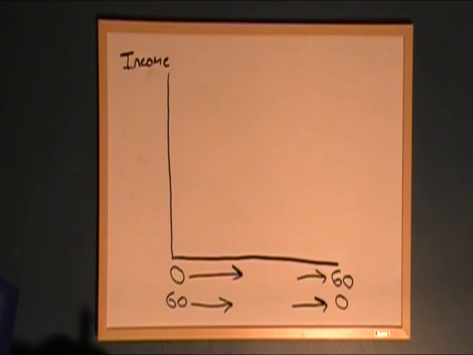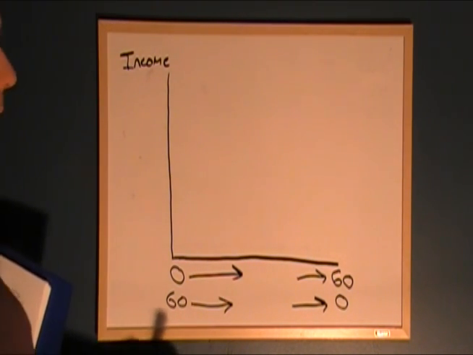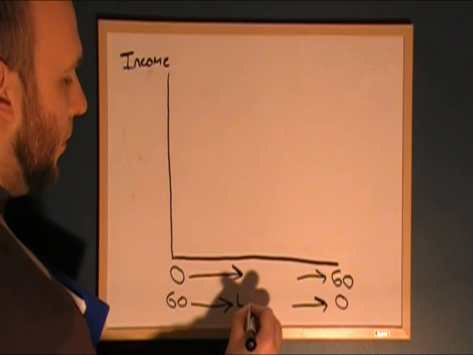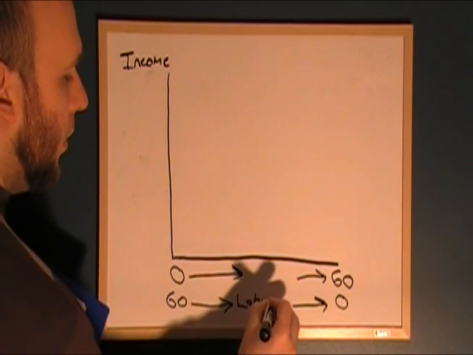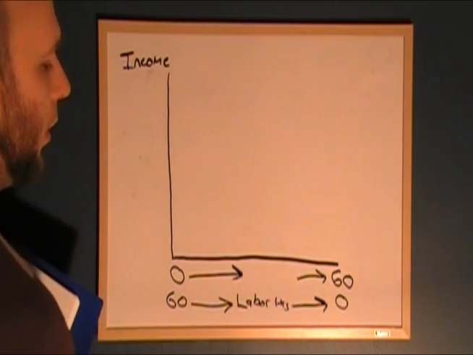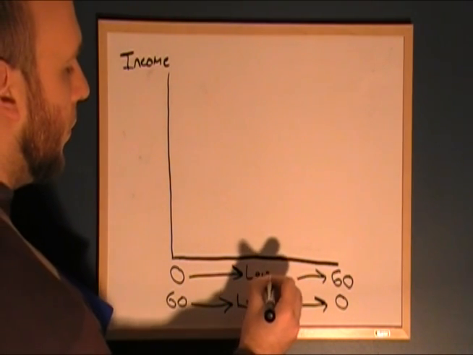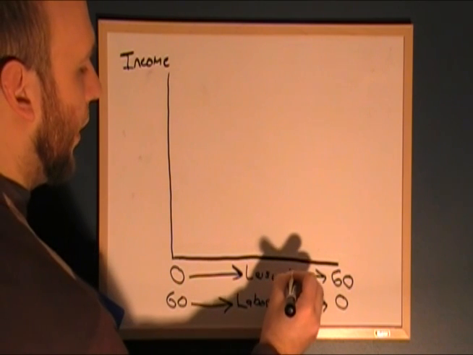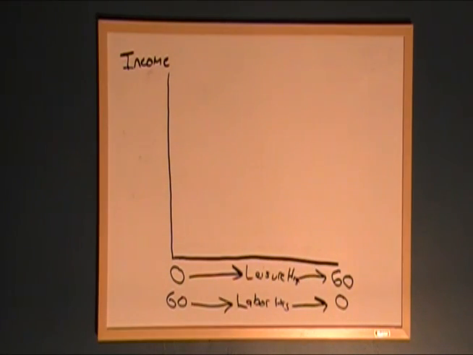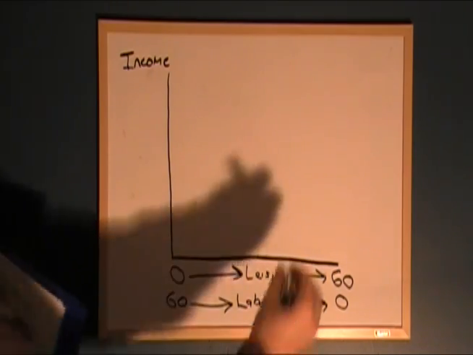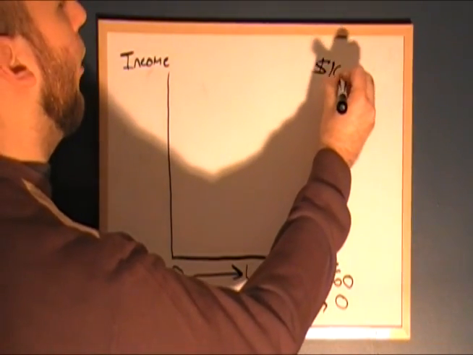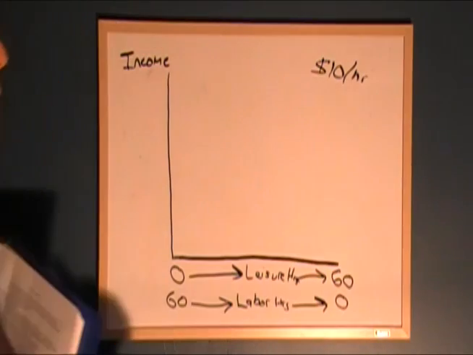For uniformity's sake, we're going to put labor hours on the bottom, and we're going to put leisure hours on the top. This is so they're going to look like our other budget constraints. What else we need to know is the wage that we're being offered. And for the sake of this example, we're being offered $10 an hour to work. $10 per hour.